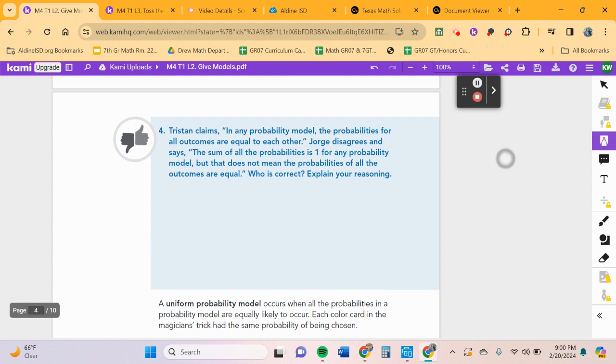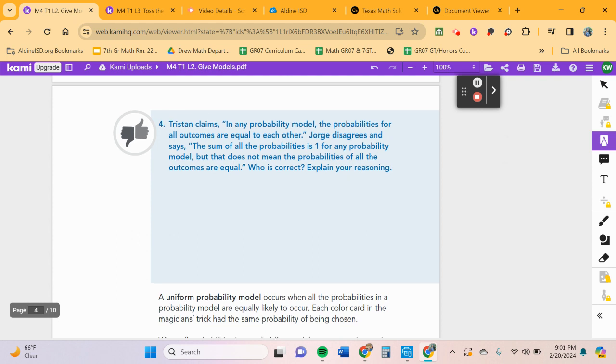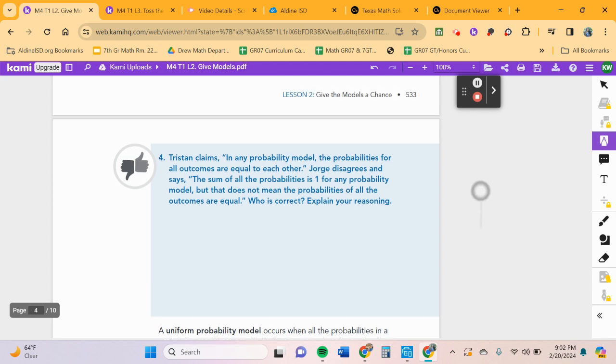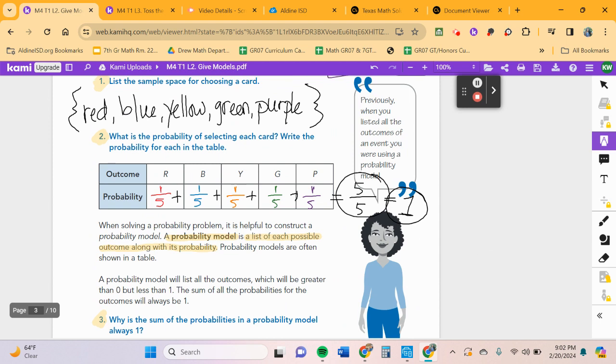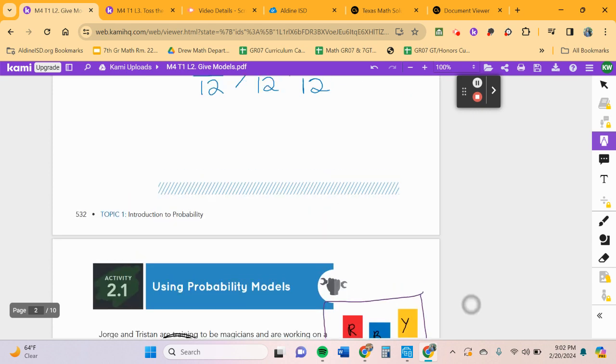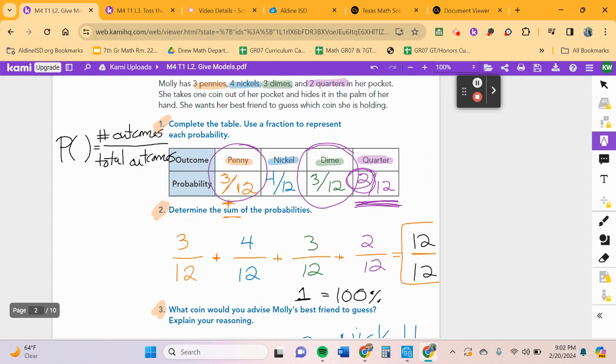Question number 4 says, Tristan claims in any probability model, the probabilities for all outcomes are equal to each other. Jorge disagrees and says the sum of all probabilities is 1 for any probability model, but that does not mean that the probabilities of all outcomes are equal. Who is correct? Explain your reasoning. So essentially, what Tristan is saying is that all probability models are going to have equally likely outcomes, similar to this one. But think about what we created in the getting started.